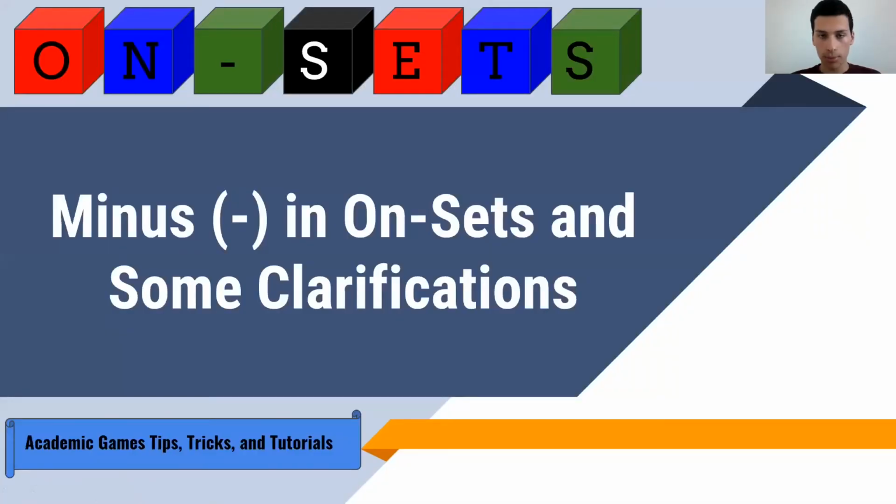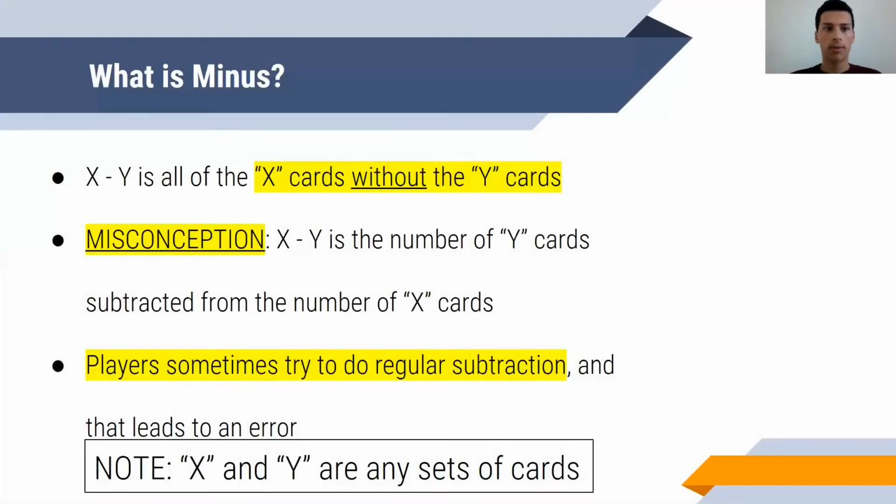This video is on the minus operation in onsets and some clarifications. So let's go over minus. What is minus in onsets? Let's say we had x minus y, and x and y are just any sets of cards. X minus y is all of the x cards without the y cards.